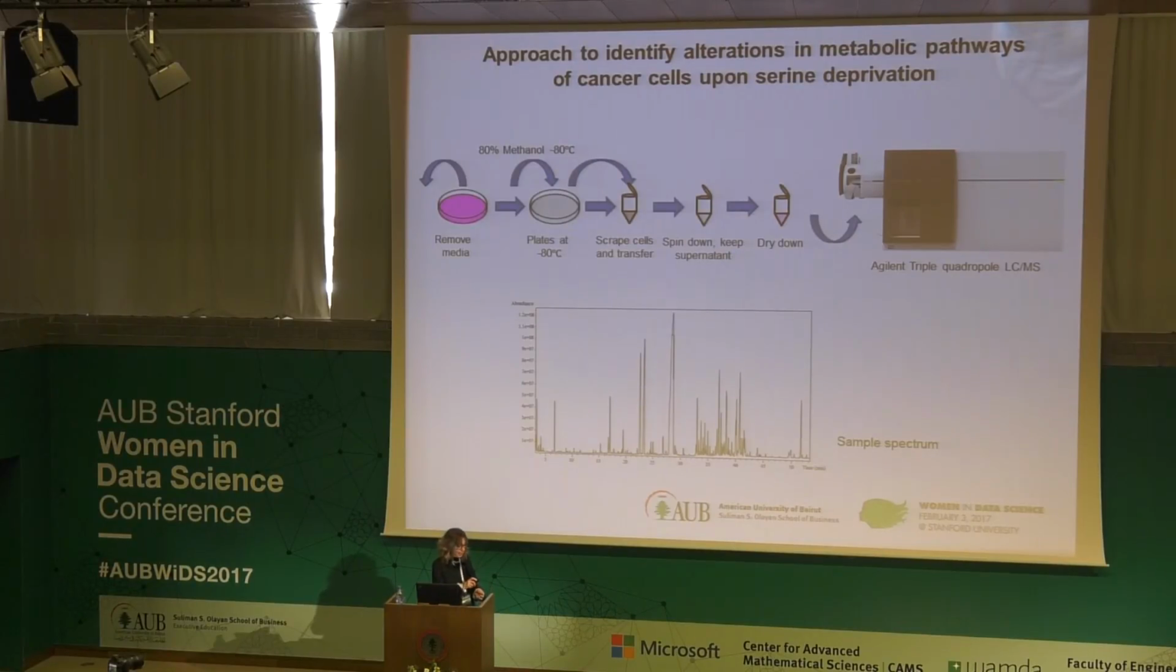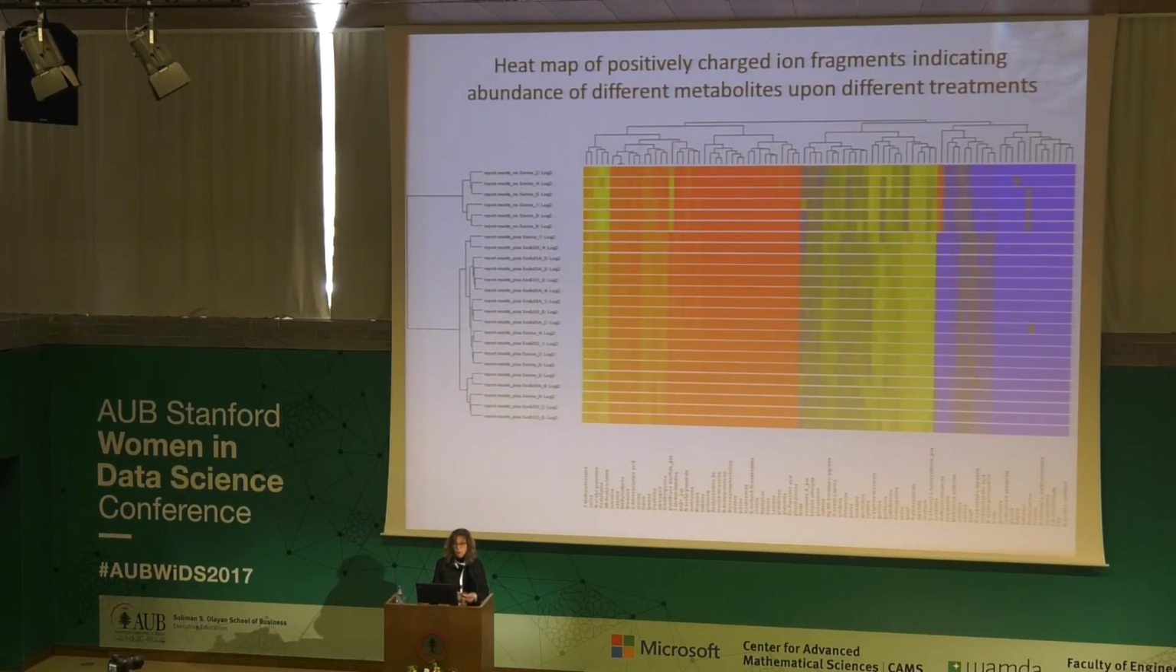So we take these cells and subject them to mass spec and look for all the ions that come up in the metabolic pathways. We found multiple different metabolites, and this is a heat map of the metabolites. This is according to the treatment condition, and these are the metabolites that are increasing or decreasing. Through that, we're able to tease out what pathways are turned on or turned off.